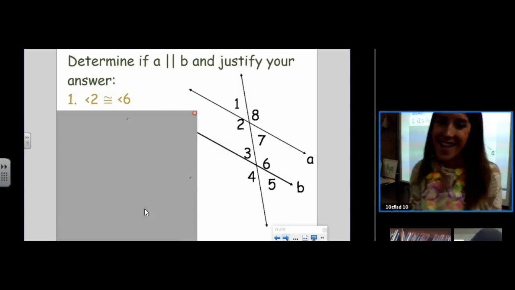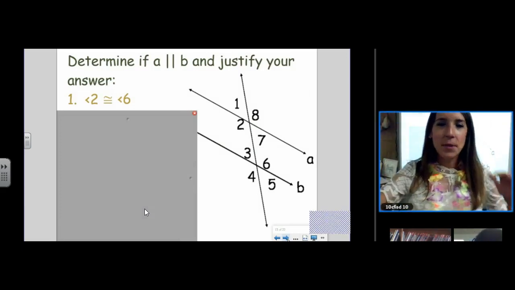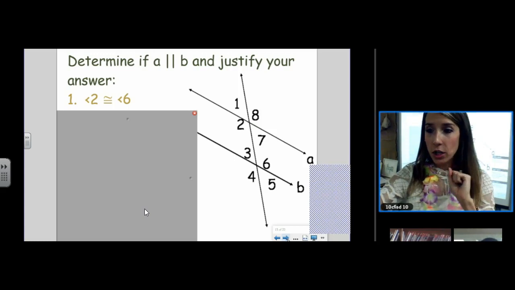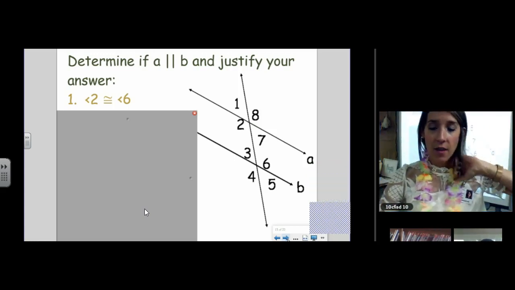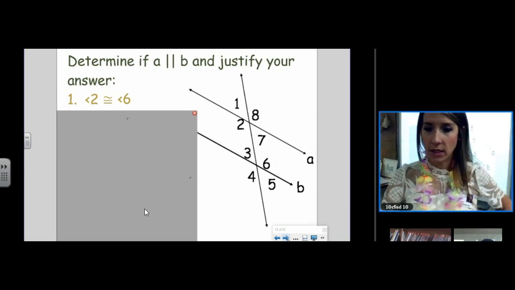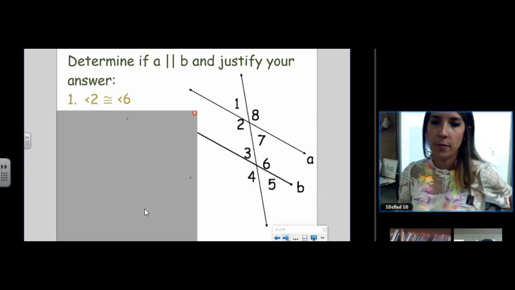Okay, this one's kind of fun. I'm going to give you some information. This is like your clue. And you tell me if that is or is not enough information to say that A is parallel to B. Let's do the first one together.